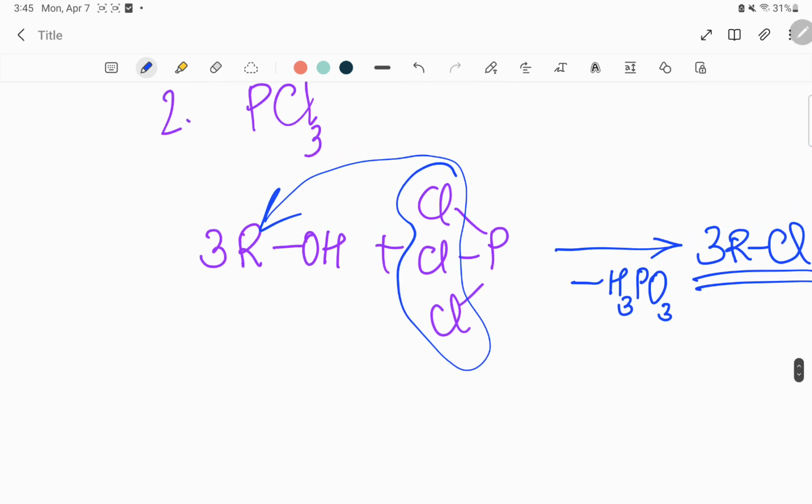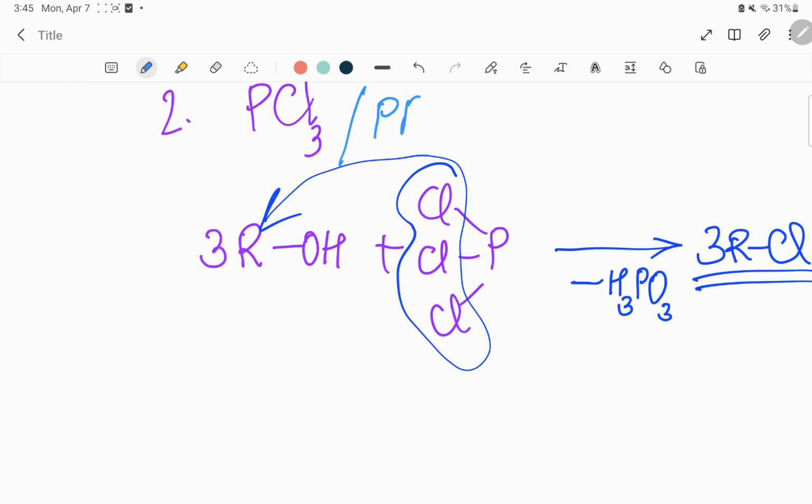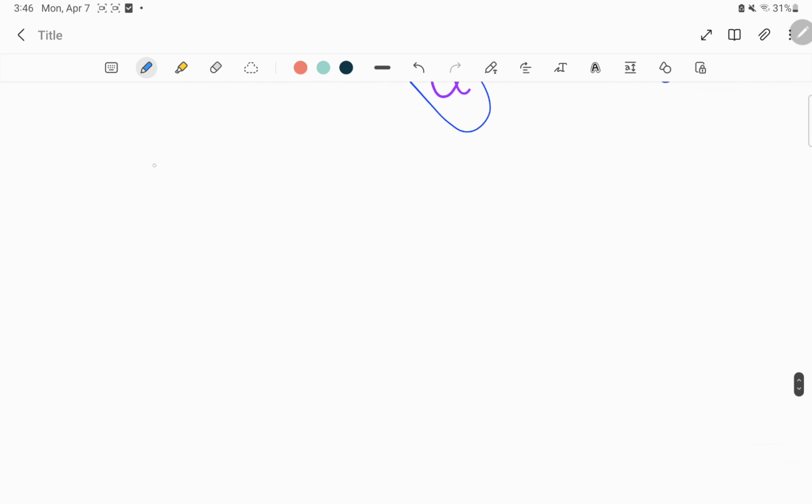You can even do this with phosphorus tribromide. Phosphorus tribromide can be used to prepare bromoalkanes. The third method is by using PCl5. Now, this method is not possible with other halogens. It only works for chlorine.